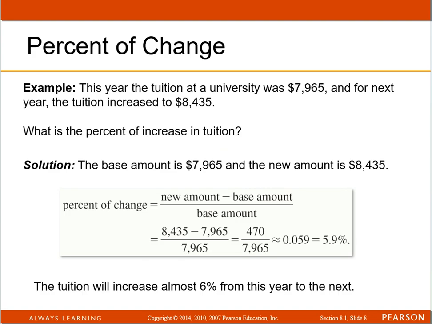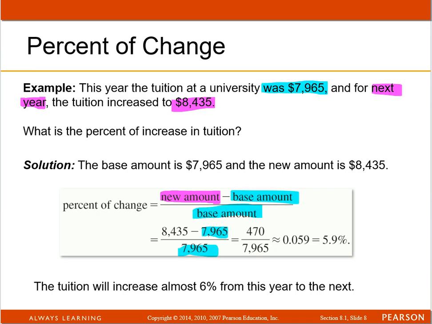This year, tuition at a university was $7,965, and next year the tuition increased to $8,435. What is the percent of increase? So you start with the new amount, and the new amount is going to be for next year. That's your new amount. And then your old amount, it was that number. That's your base amount. It's what it was.